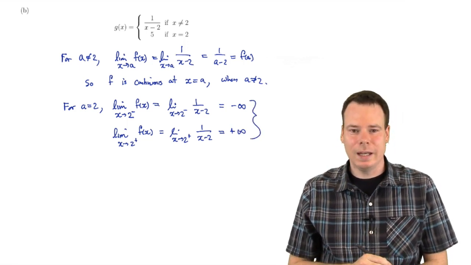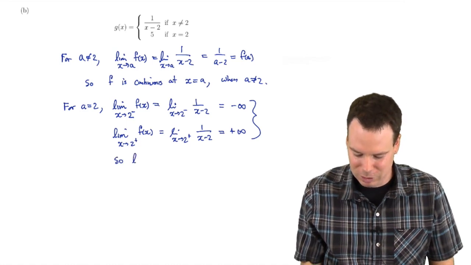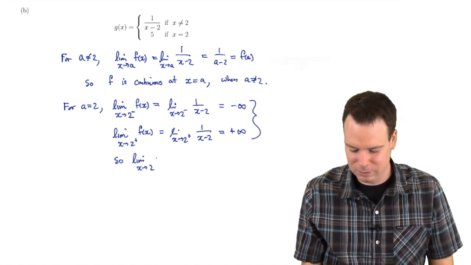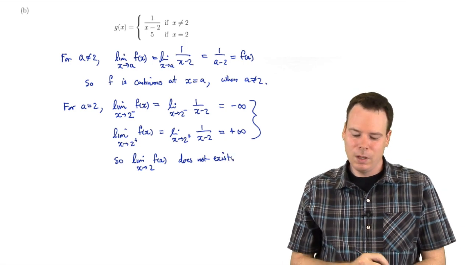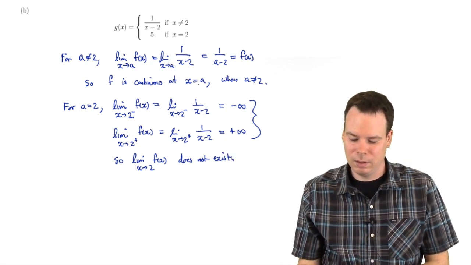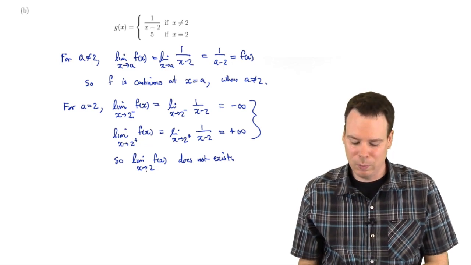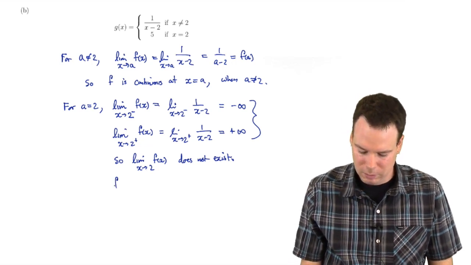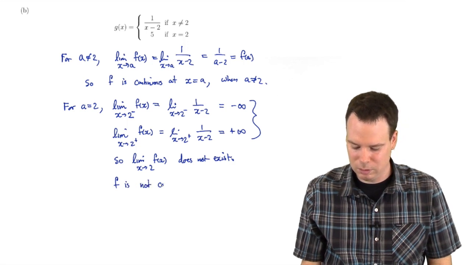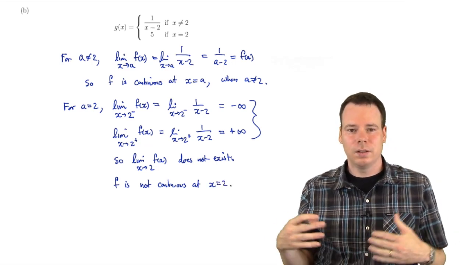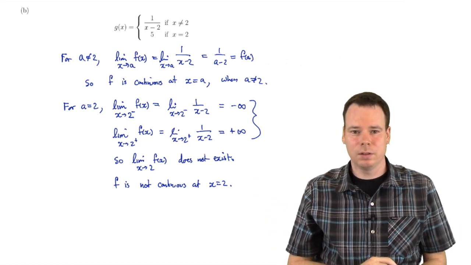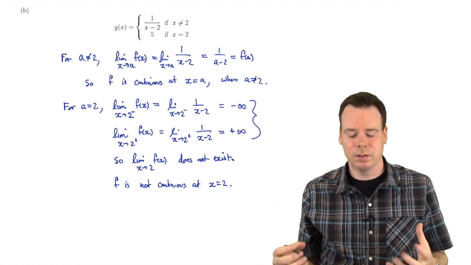Now, the left and right hand limits don't exist, so the limit in general does not exist. So f is continuous at x values equal to a, where a is not equal to 2, and when a is 2, f is not continuous at x equals 2. The reason it's not continuous here is the limit doesn't exist. We just found that the limit doesn't exist. The function value exists, it's 5, but the limit doesn't exist.